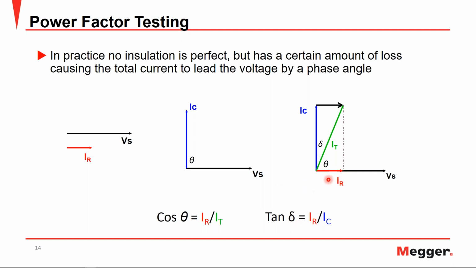If we take a look at this situation, as we said earlier, we have our resistive current in phase with our voltage, our capacitive current 90 degrees out, which is going to have a resulting total current in green here that's going to have a phase angle that's less than 90 degrees, but greater than the in-phase angle, which is going to result in a cosine of theta that's greater than 0.